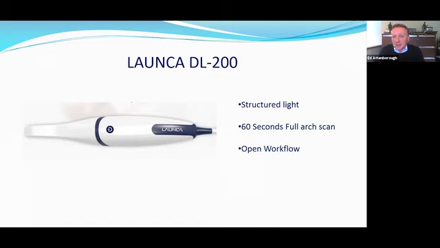Again, it works on a structured light format and takes around 68 seconds for a full arch, and is a fully open workflow. I think it's an interesting dynamic now in the market, because not only is the technology there in terms of the wand, but obviously with the global competition coming into market, it's becoming a very competitive space, and obviously there are some good deals to be had out there.